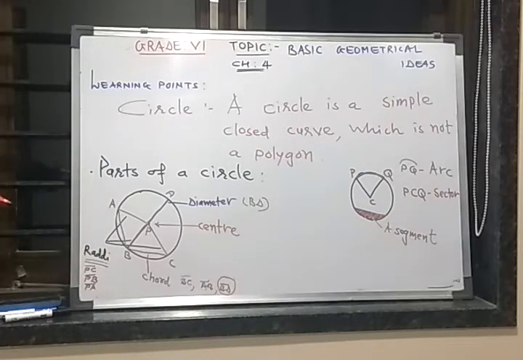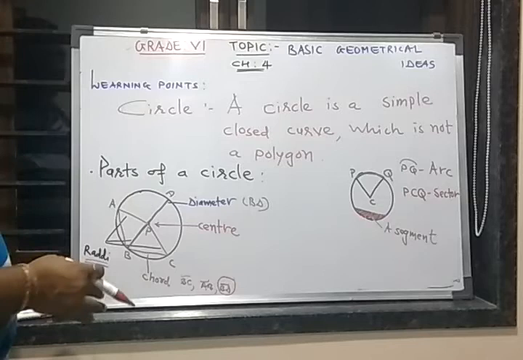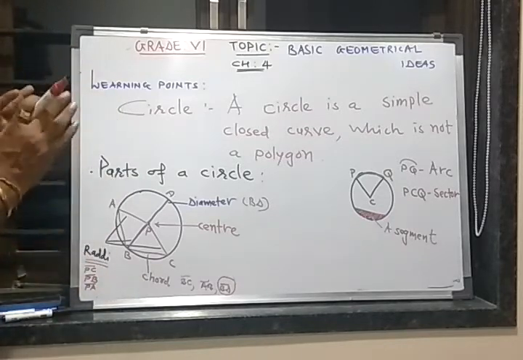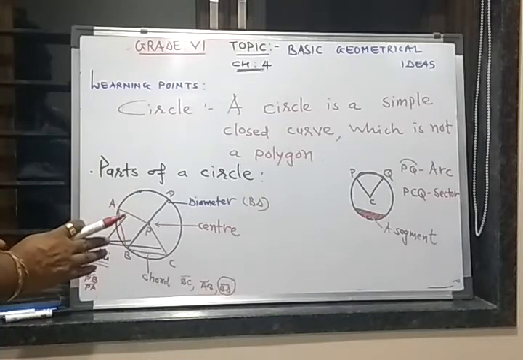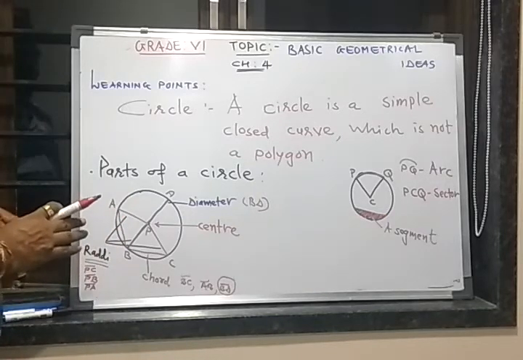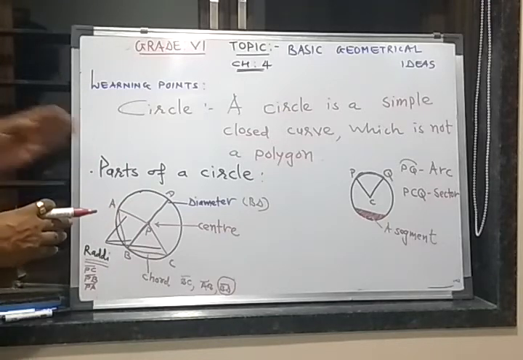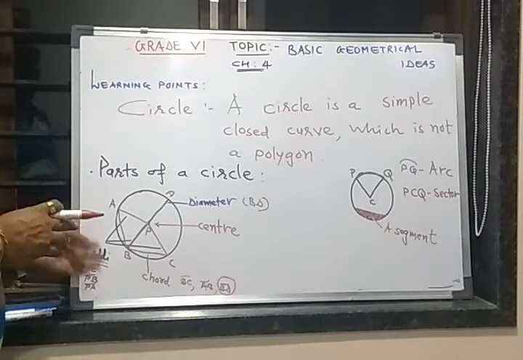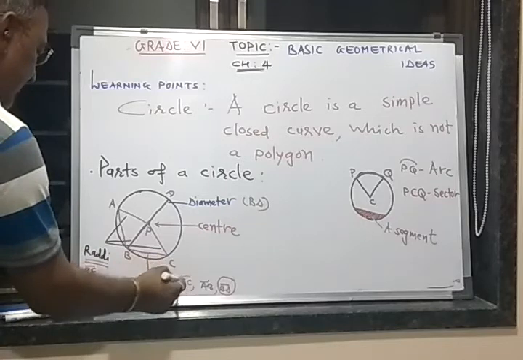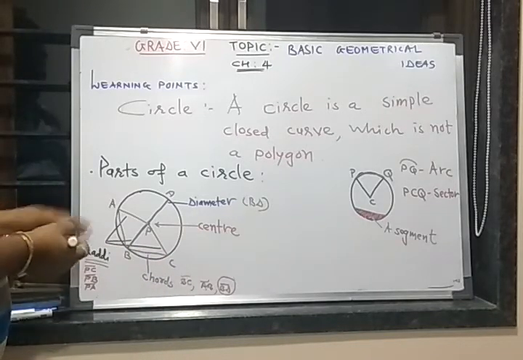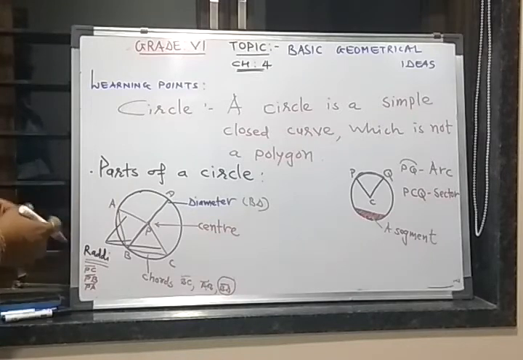So in the exam, I will ask you to draw a circle of 7 centimeter or 3 centimeter or 4 centimeter radius. Then show the center, like this way you have to show the center. Then show the diameter, like this way you can show the diameter. Then show chords, you can represent the chord also like this way. Then radii.